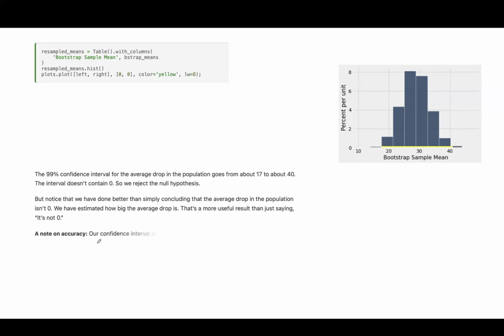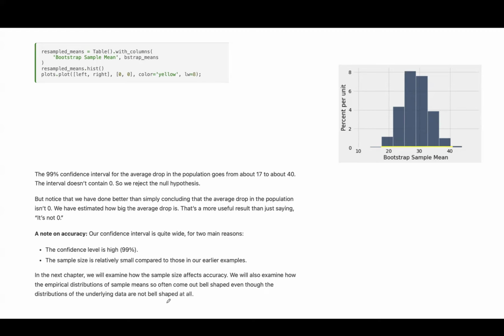A note on accuracy. Our confidence interval is quite wide for 2 main reasons. First of all, the confidence level is 99%. Second, the sample size is relatively small. In the next chapter, we're going to check how sample size affects accuracy. We'll also examine how the empirical distributions of sample means often come out bell-shaped, even though the distribution of the underlying data is not bell-shaped at all.